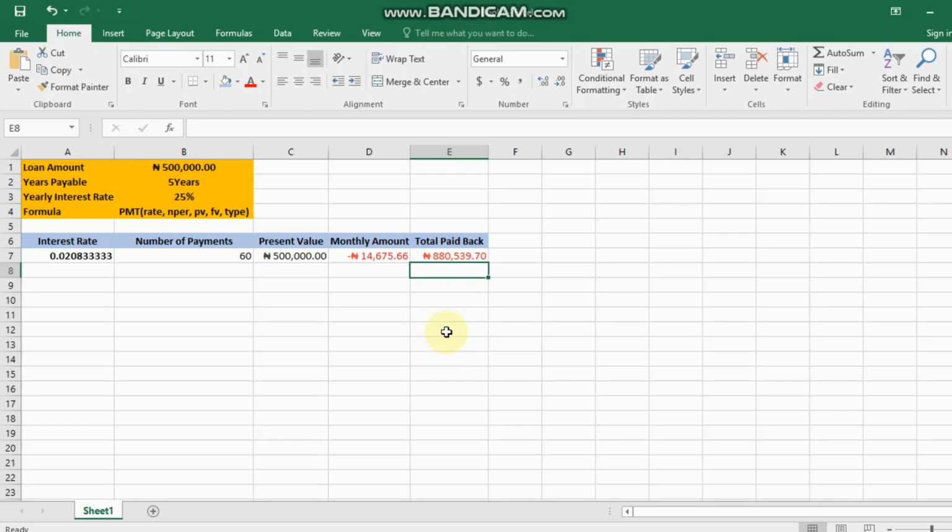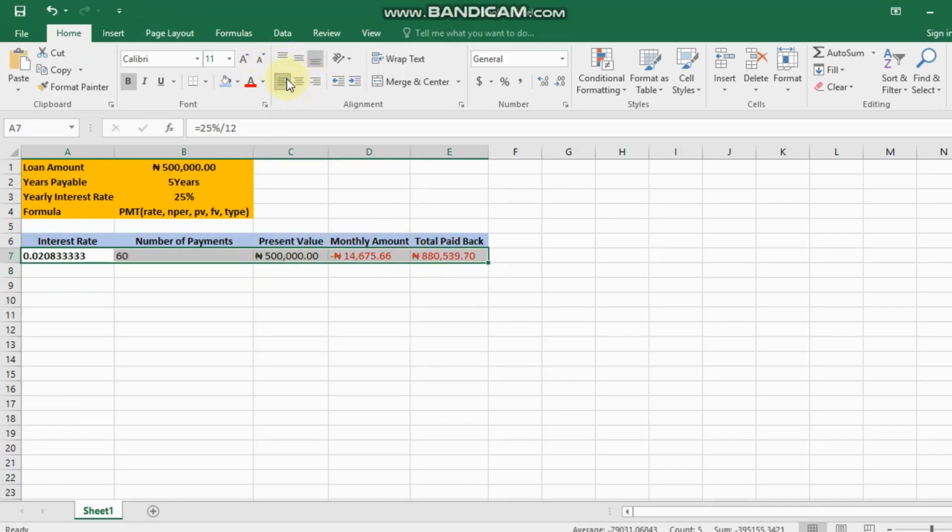800 and 80,500 and so on. That simply implies that at the end of the 5 years, the person is paying an interest of 380,539 Naira and 70 kobo. This is the amount this person is expected to pay at the end of 5 years. This is how to calculate your interest when a loan is given to you by a bank.